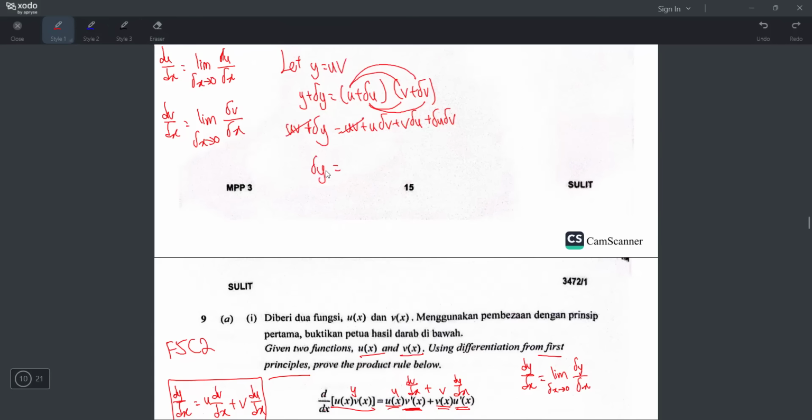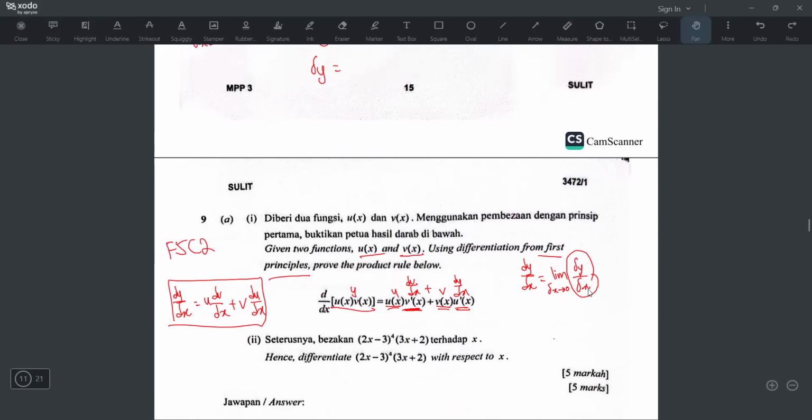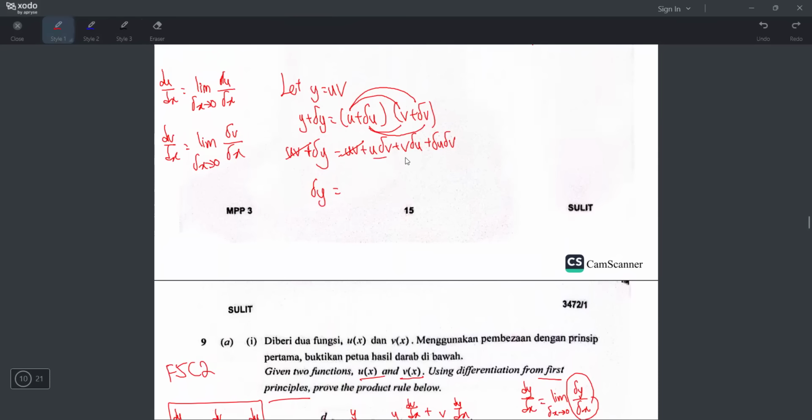Don't forget that we are trying to find dy/dx here. Remember this? dy/dx is the limit as delta x approaches 0 of delta y over delta x. So we want our delta y over delta x. That's what we want. Okay, so now it's delta y, but you can see here there's no delta x.